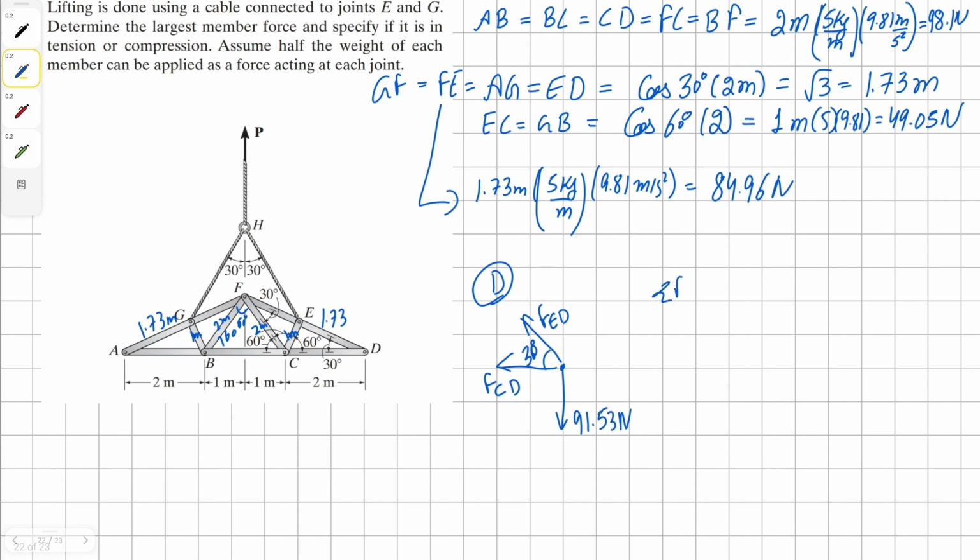Now we simply sum the forces in the y direction using our equilibrium equation, and this is going to be negative 91.53 Newton, and then the vertical component of member ED. Solving for ED, we get our solution as 183.06 Newton. And this member is in tension.